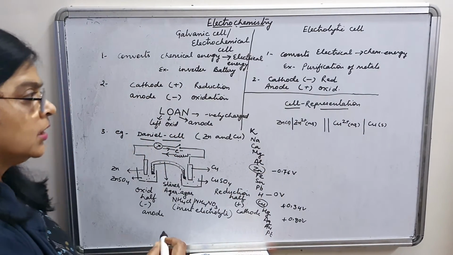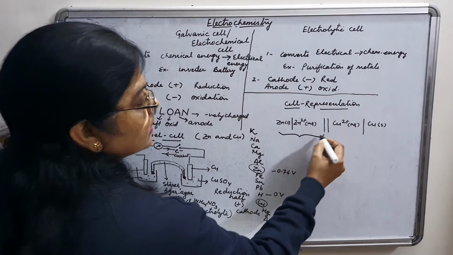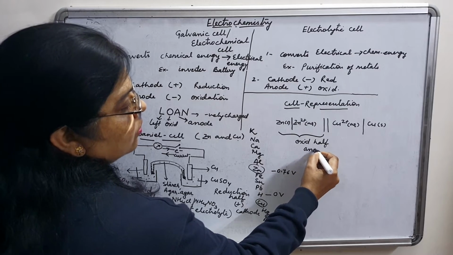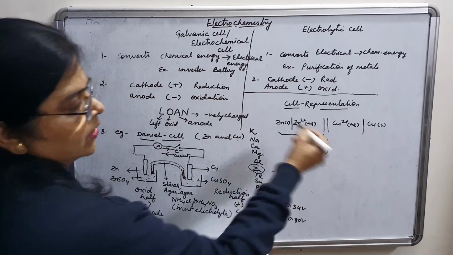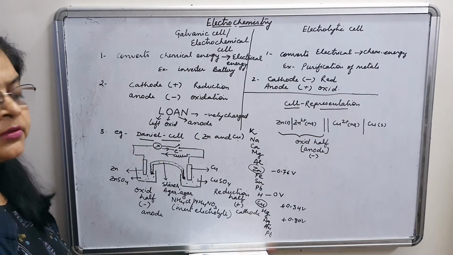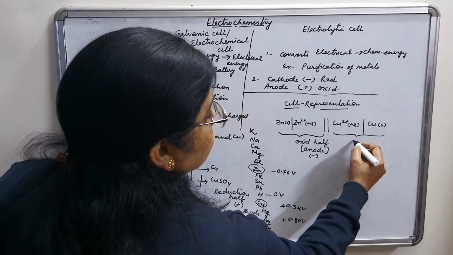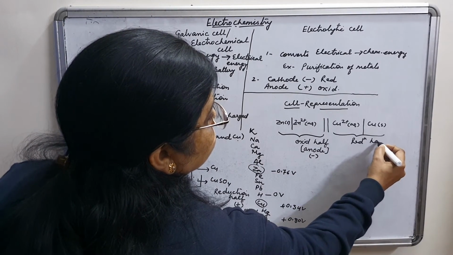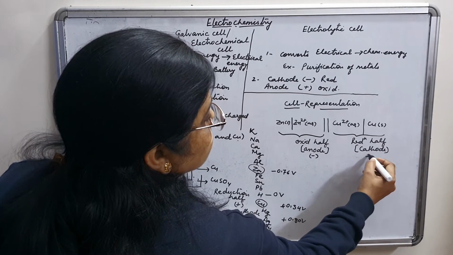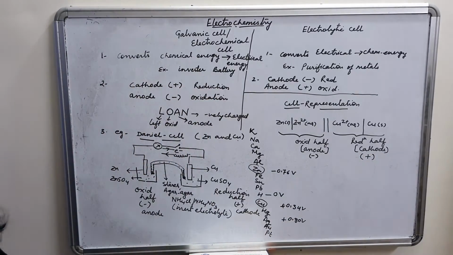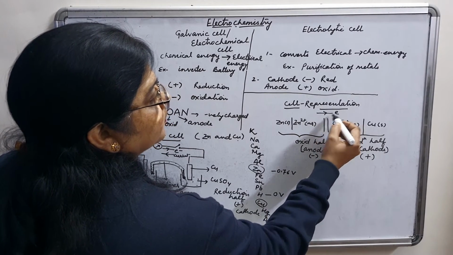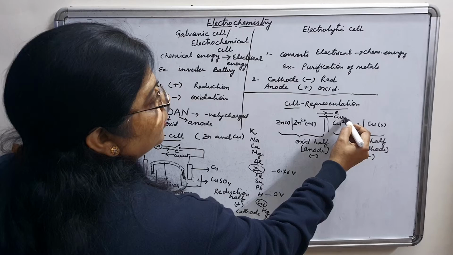Now it is very clear that this part, this is oxidation half, where oxidation is going on, known as anode, and it is negatively charged. All information is gathered here. The other part is reduction half, which is cathode and which is positively charged. And here we can show electron flow, we can show current flow direction.